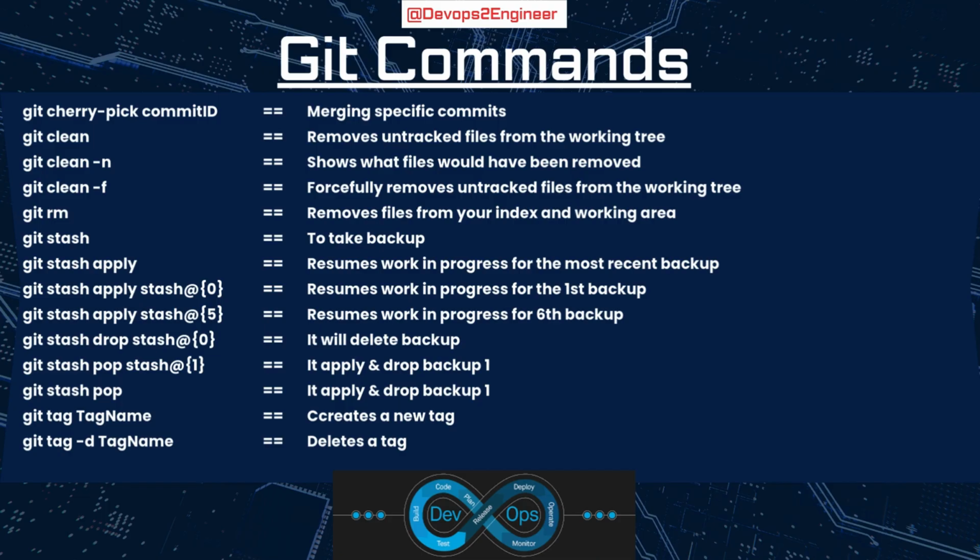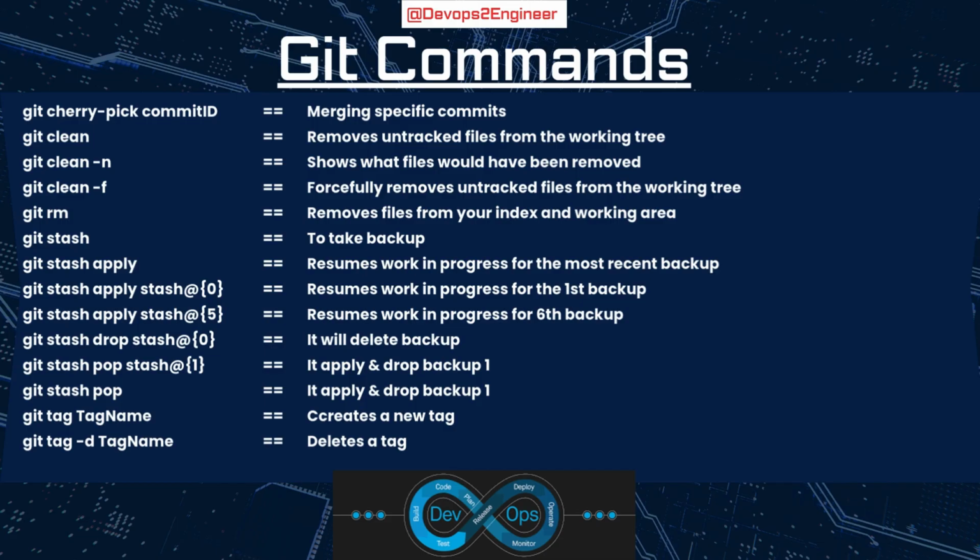Git rm removes files from the index or the working area. Git stash is to take a backup. Git stash apply resumes the work in progress for the most recent backup. Git stash apply stash@{0} resumes the work in progress for the first backup. Git stash apply stash@{5} resumes the work in progress for the sixth backup.